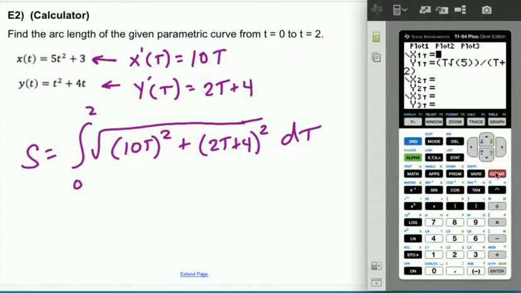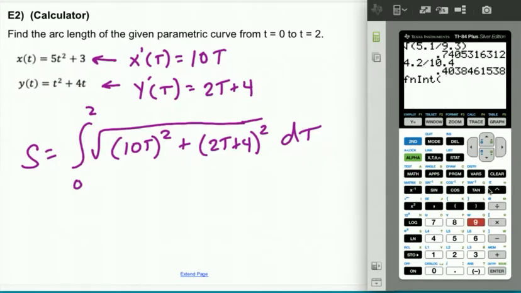right? So I can go ahead and put in what these two derivative values are, right? I can put in that x prime is a 10t, right? And I can put in that my y prime is a 2t plus 4, right? And then I can quit out. And so then I can go to math 9, right? Math 9, which is function integrate, and I can integrate the square root of, and then inside my square root, I want vars over to y vars, and then I pick parametric.